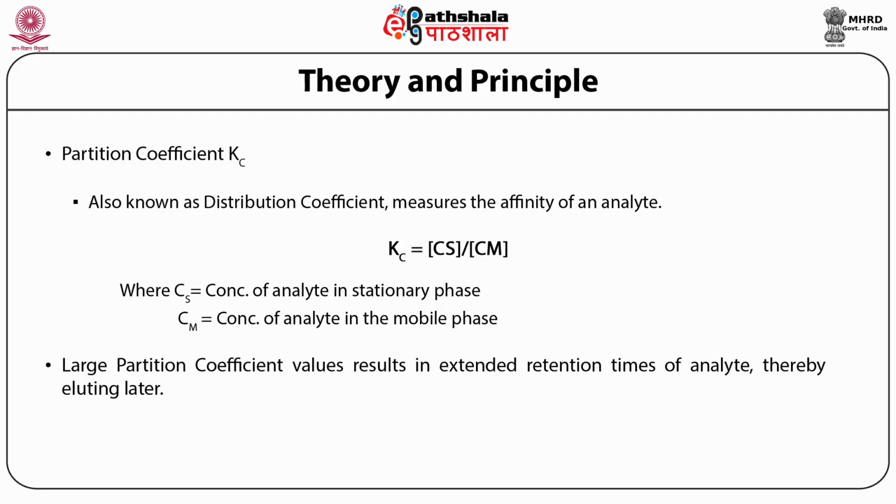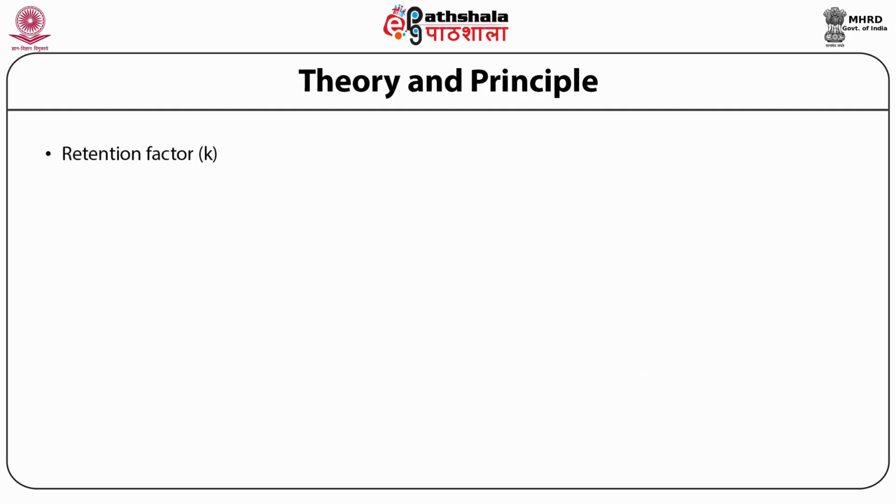The use of this technique is confined to analytes that are volatile and thermally stable. In this process of separation, highly volatile analytes elute out first, thereby marking an inverse proportionality of partition coefficient and volatility of the analyte. Retention factor, sometimes also called capacity factor, is used to describe the migration rate of an analyte on a column.